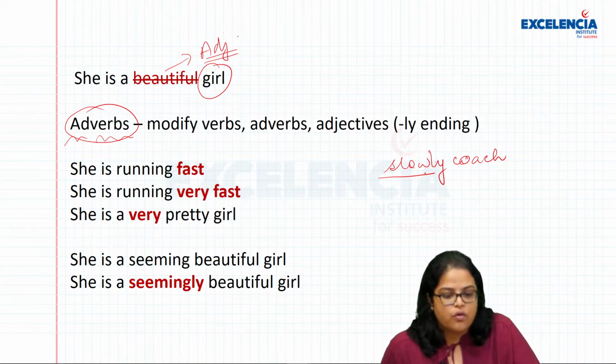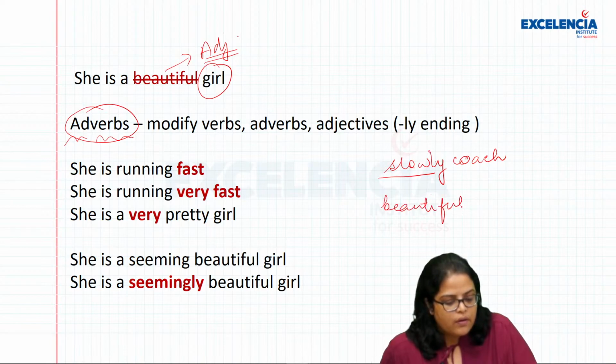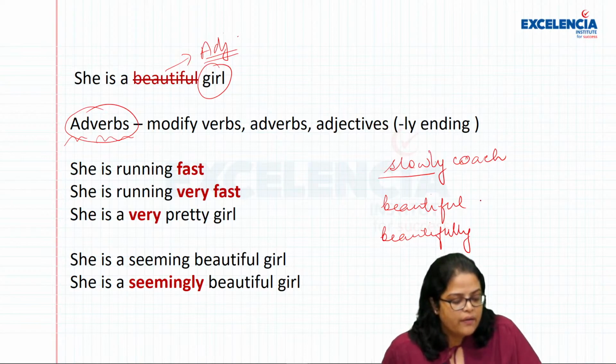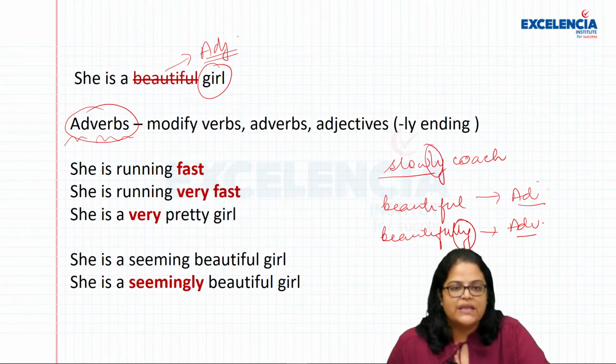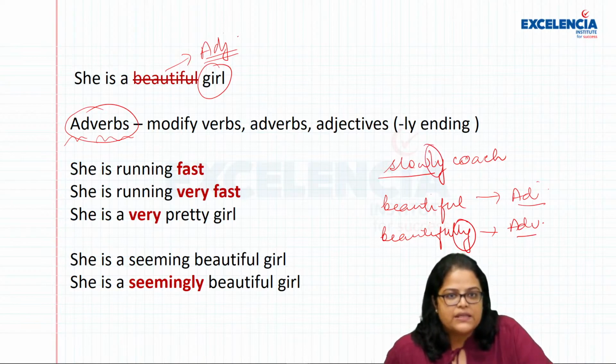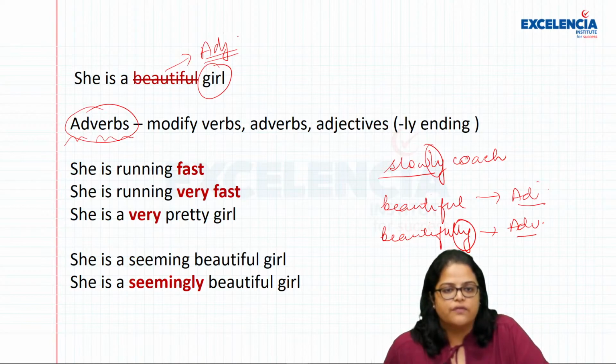This brings us to a very good point. If I say beautiful and I say beautifully, what is the difference between the two? Beautiful, Amanda. One is an adjective and the other is an adverb. Absolutely. All ly ending words are always adverbs. Whenever there is an ly, you know it is an adverb. So she is speaking slowly. She is running slowly. So slowly is an adverb, but she's a slow coach. So slow is an adjective.